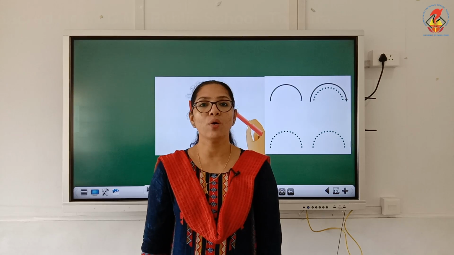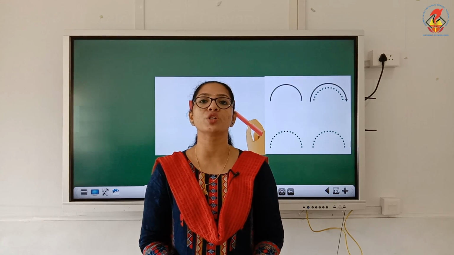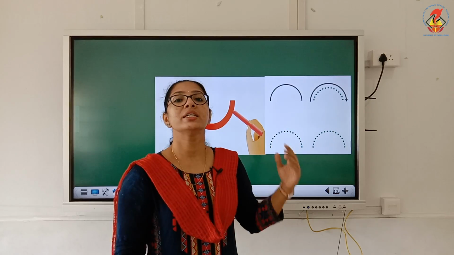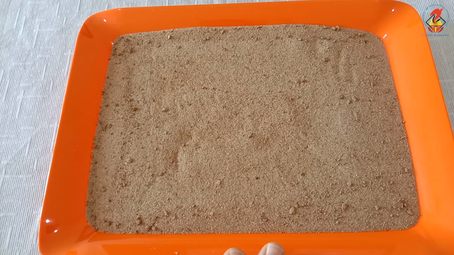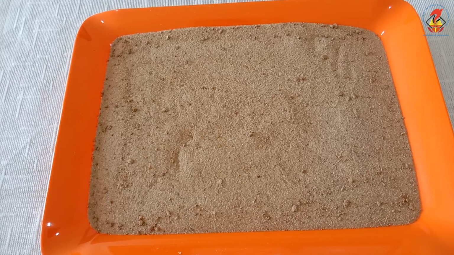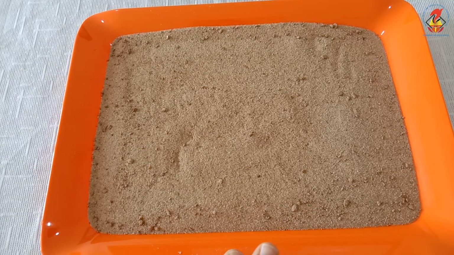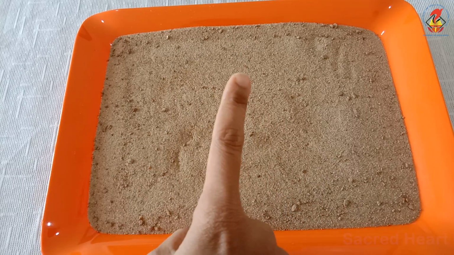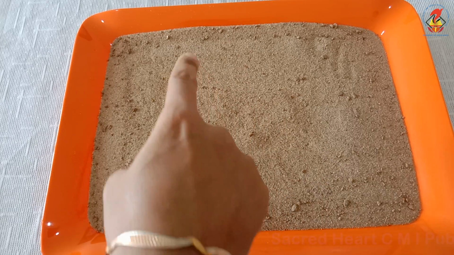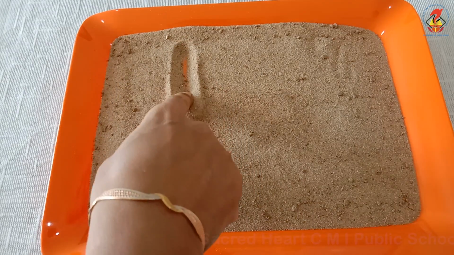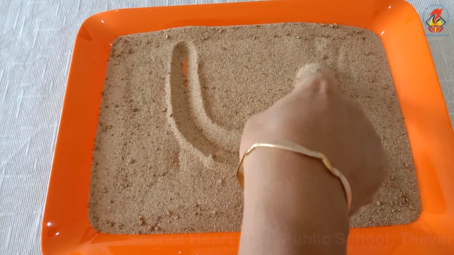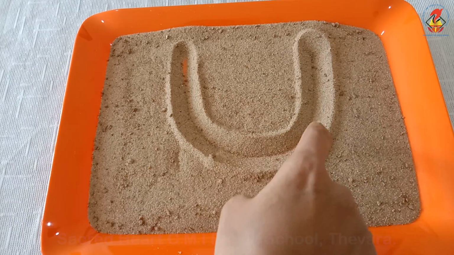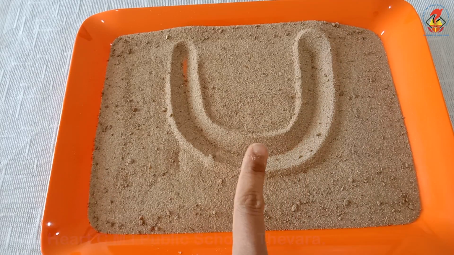Okay. Now we have some activities to revise this upward and downward curves. Children, first take a tray spread with sand or rava. Miss took sand. Then draw upward and downward curves using your point finger. Okay? See, I am going to draw upward curve first. See, this curve is facing upward. So this is upward curve.